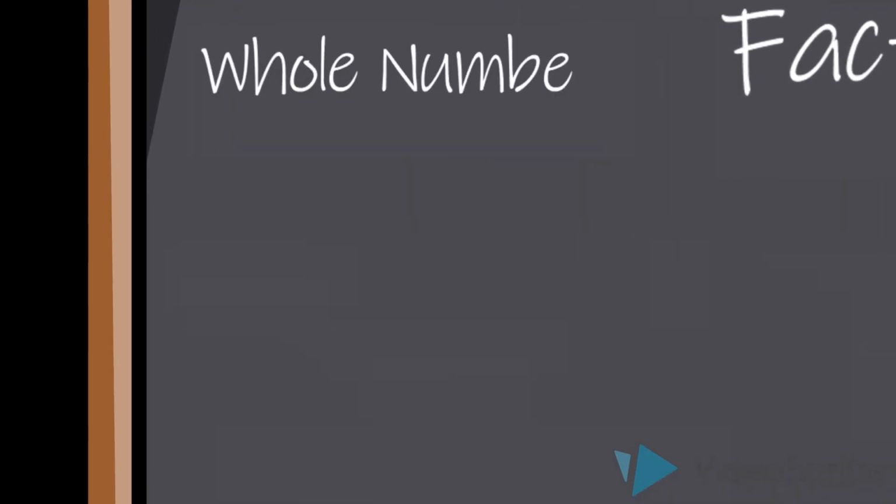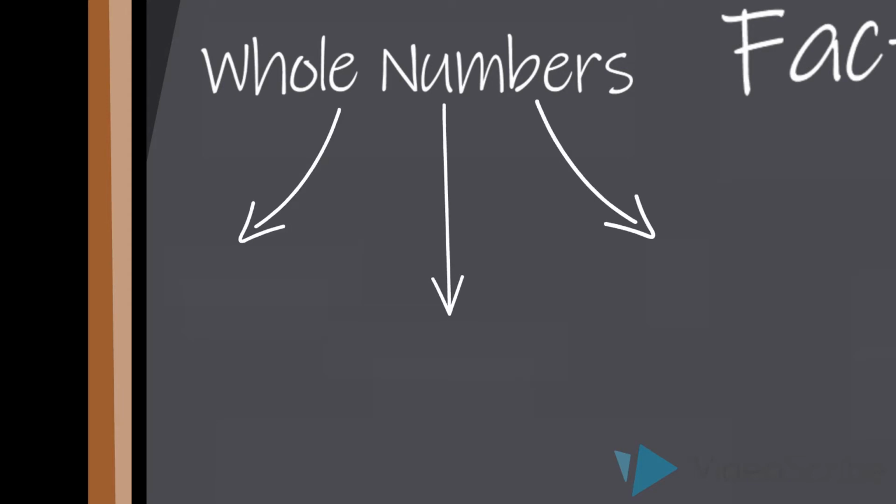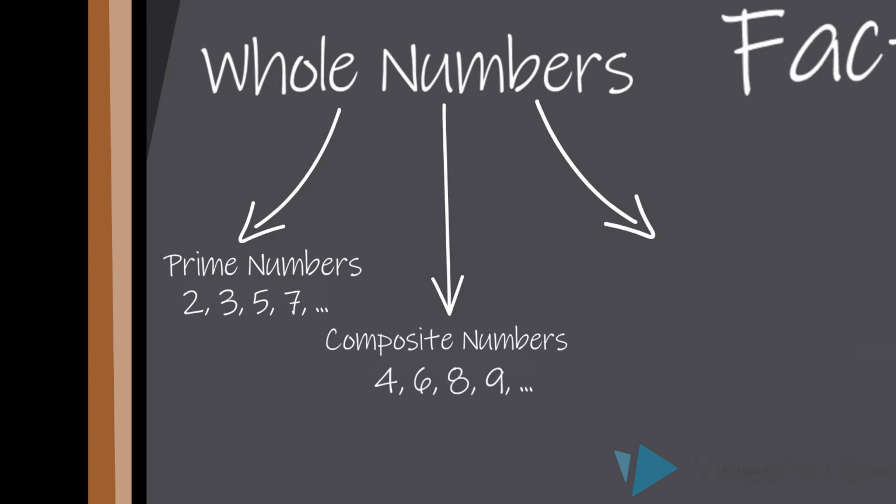To begin, we learned that whole numbers can be divided into three groups based on their factors. We have prime numbers, which are numbers that only have two factors of 1 and itself. We have composite numbers, which are numbers that have 3 or more factors. We also have 0 and 1, which are unique numbers that are not prime or composite.